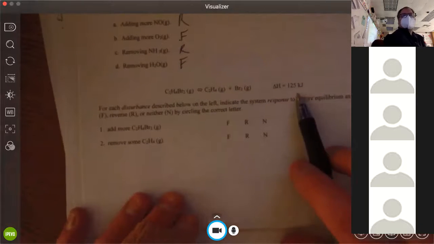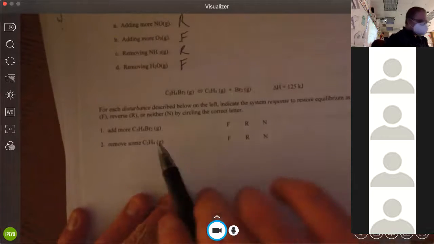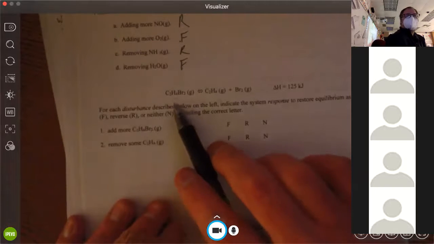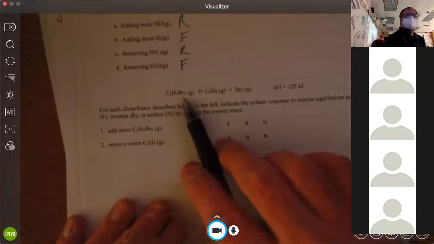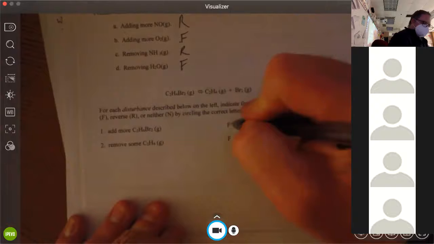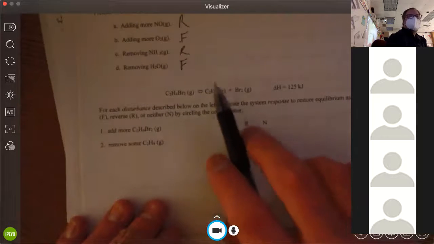All right. I'm going to put a little bit of a delta H in here for no reason, because we're still just doing the same thing. So if you have extra C2H4Br2, we've got to use it up. What uses this up? The forward reaction. If we take out C2H4, we need to replenish the supply of C2H4.